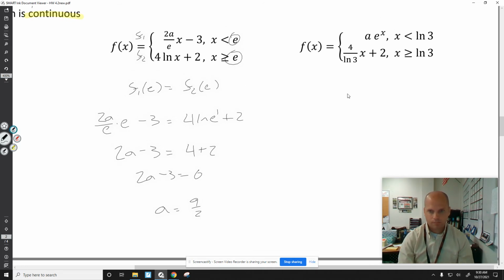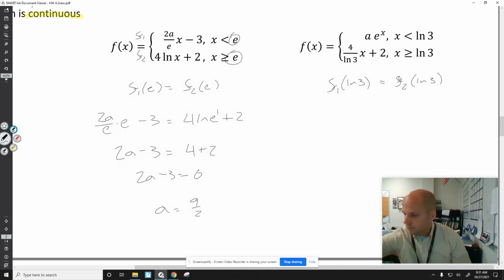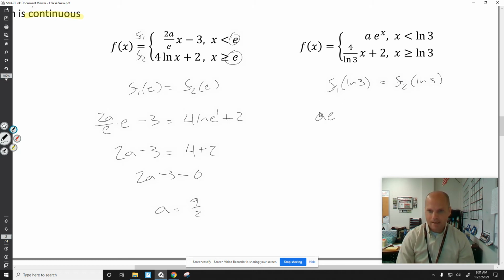All right, this is the same thing. The first piece at the natural log of 3 needs to equal the second piece at the natural log of 3. So I've got a e to the ln 3 equals 4 over ln 3 times ln 3 plus 2. E to the ln 3, again, they're like the square root and the square. They undo each other. It's just 3. So a times 3 equals 4 plus 2. That's 3a equals 6. That's a equals 2.